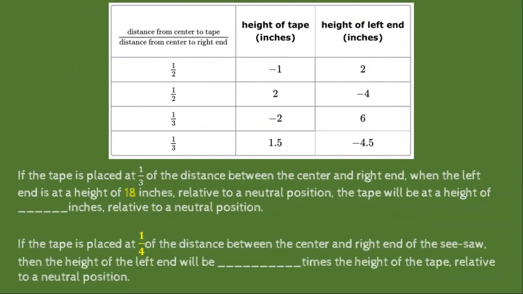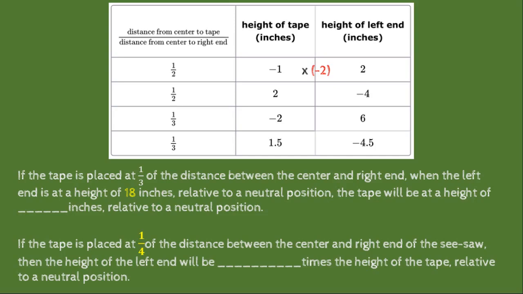So we look at the graph below, and we can conclude from that, if the tape is placed at 1/3 of the distance between the center and right end, when the left end is at the height of 18 inches relative to a neutral position, the tape will be at a height of blank inches relative to a neutral position. So we look at the graph first. We look at the first row, and the first column says distance from the center to tape divided by distance from center to right end.